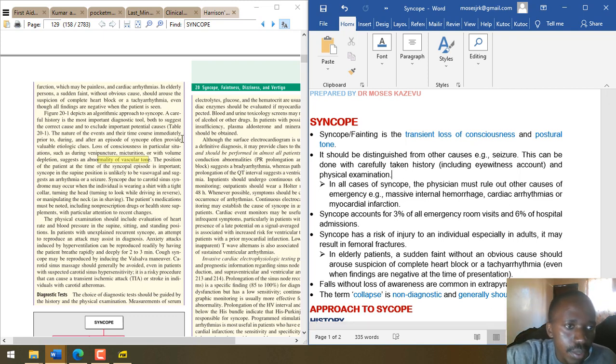So the position of the patient at the time of the syncope episode is important.